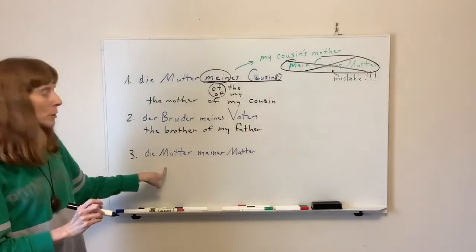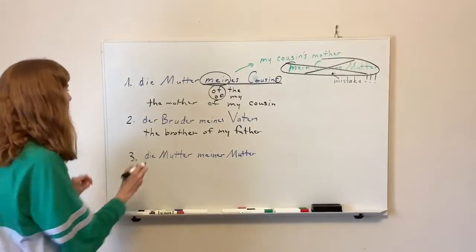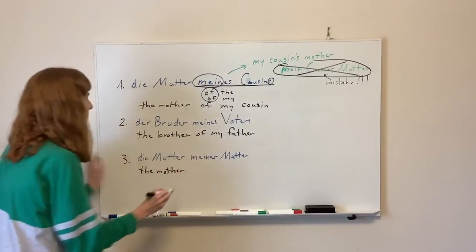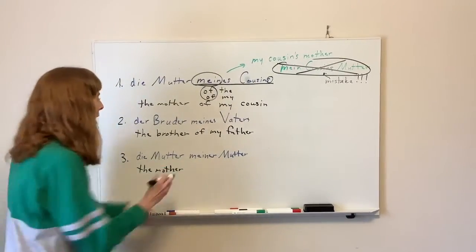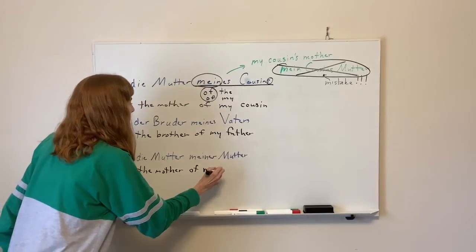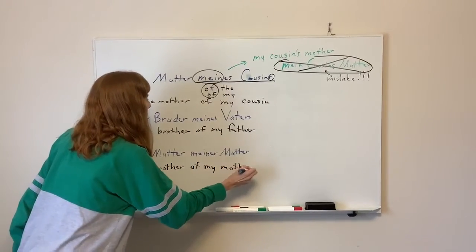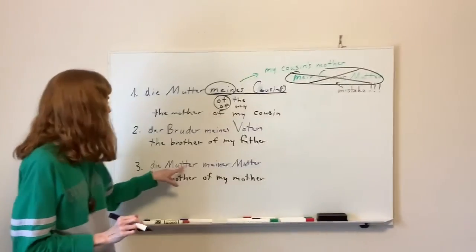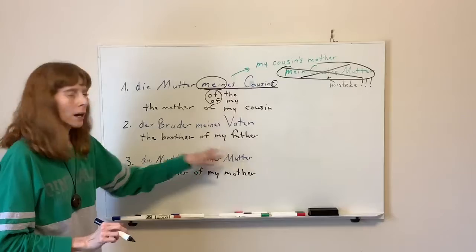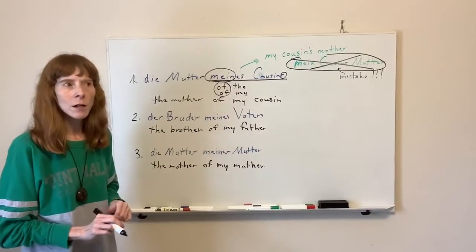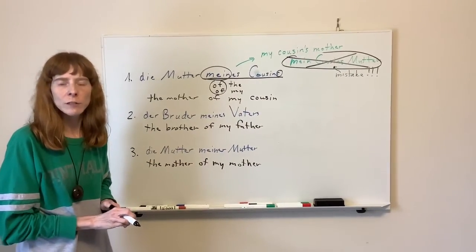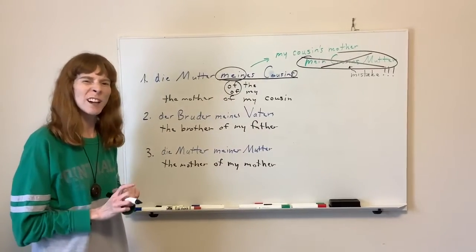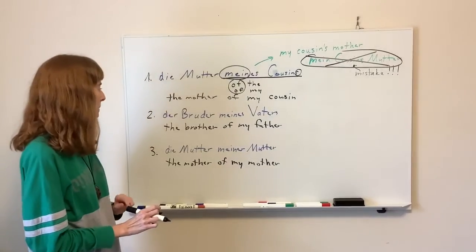Third example, die Mutter meiner Mutter. We know the first word, the mother, of my mother. Now, one thing you may have noticed, it often looks like in the genitive case that we have 2 nouns just smashed up next to each other, and that's really how it's going to look in the genitive case. It's going to look like you have 2 nouns just side to side, and that's a good way to kind of tell that it might be in the genitive case.